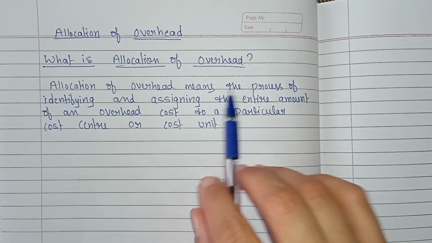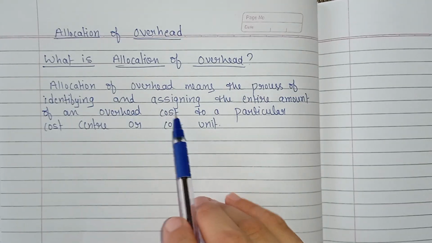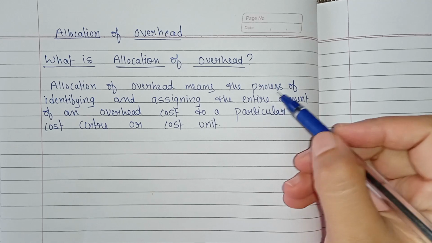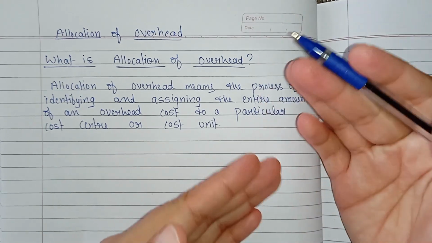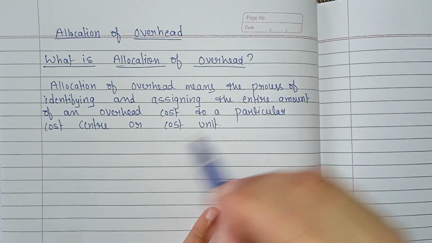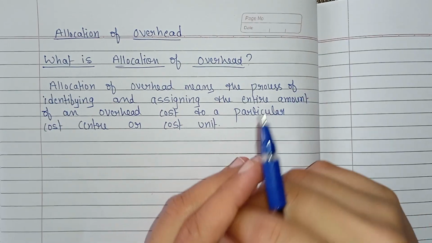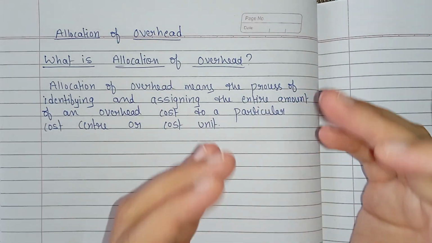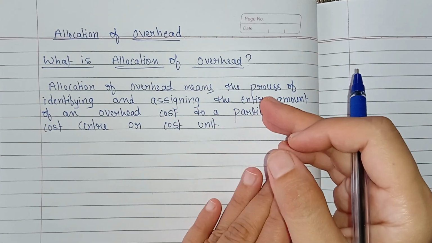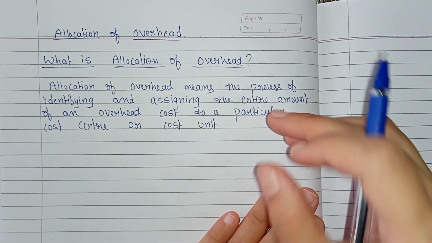Allocation of overhead means the process of identifying and assigning the entire amount of an overhead cost to a particular cost center or cost unit. Clear? It means the allotment of the entire items of cost to the cost center or cost unit. In simple words, it is charging a specific overhead to the department or product that caused it.